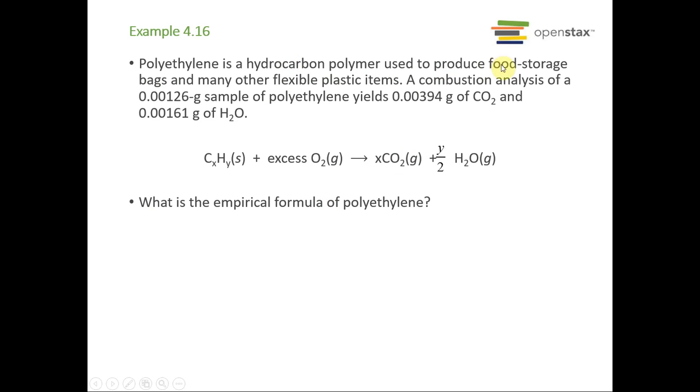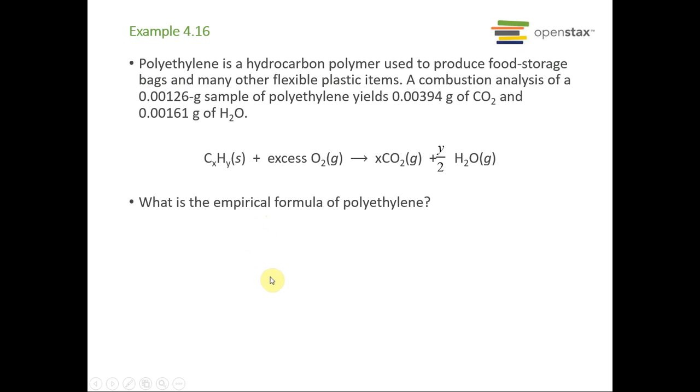Polyethylene is a hydrocarbon polymer used to produce food storage bags and many other flexible plastic items. A combustion analysis of a 0.00126 gram sample of polyethylene yields 0.00394 grams of carbon dioxide and 0.00161 grams of H2O. So, if it had this formula, C with the X on the bottom and H with the Y on the bottom, and it reacts with excess O2, it'll produce X number of moles of carbon dioxide and Y over 2 moles of water.